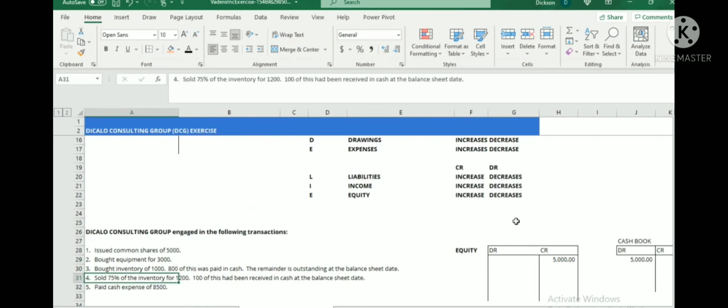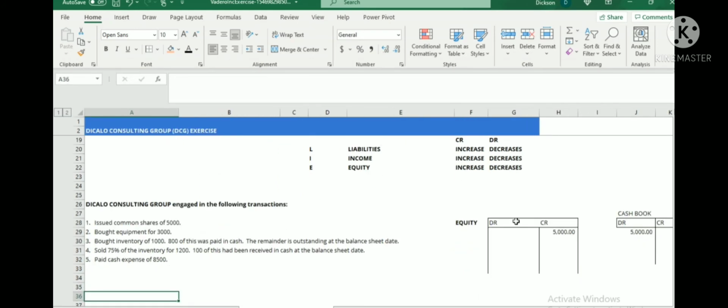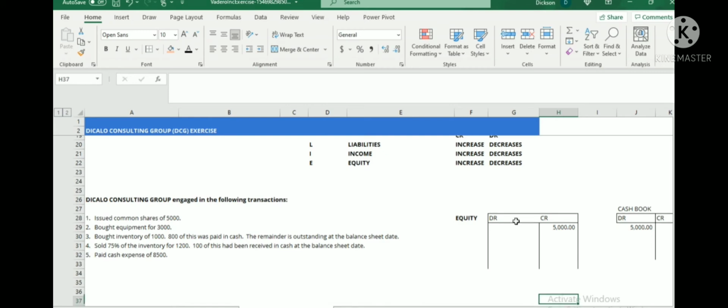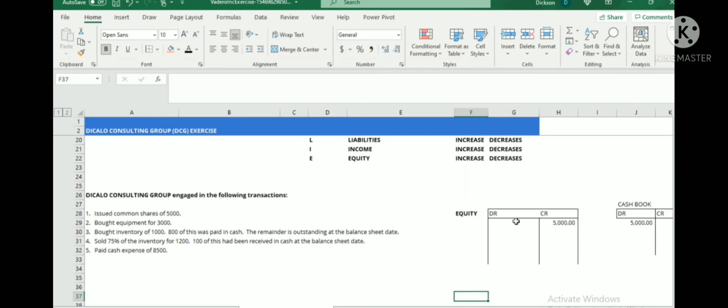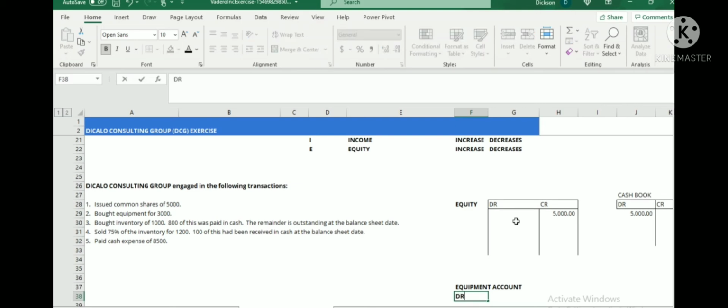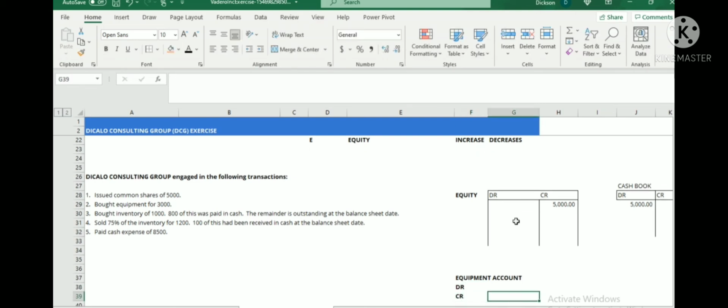Now let's go to the next transaction. The next transaction here states that bought equipment for $3,000. All transactions here, we assume that they are on cash basis. Now if Dicalo Consulting has acquired equipment for cash of $3,000, it means that there are two ledger accounts that are going to be involved. The first ledger account will be what? Equipment account. We're going to have what? Debit side and what? The credit side.